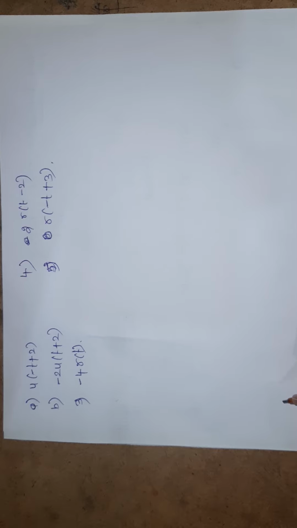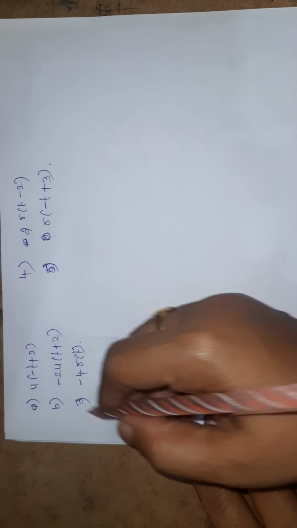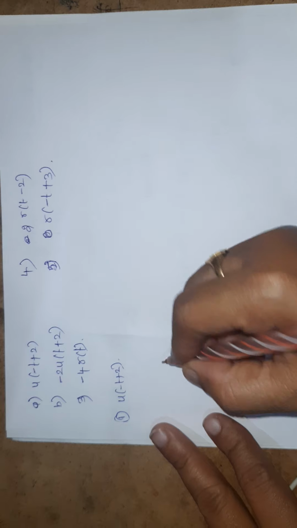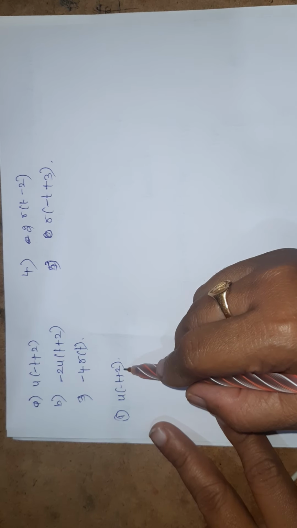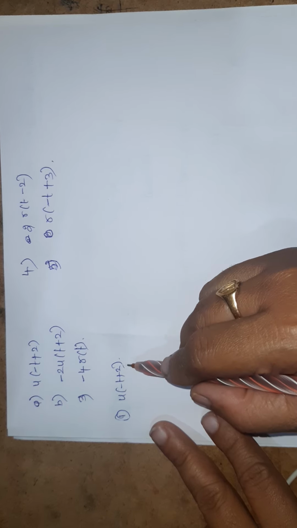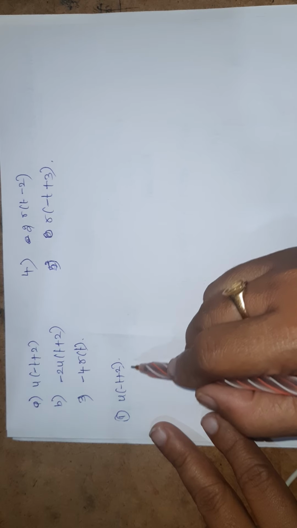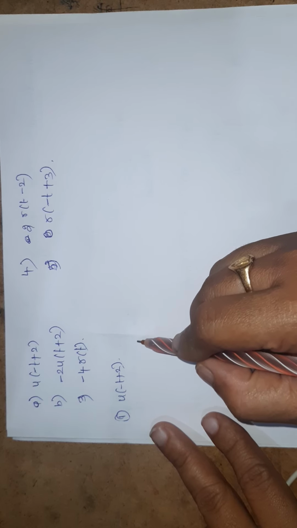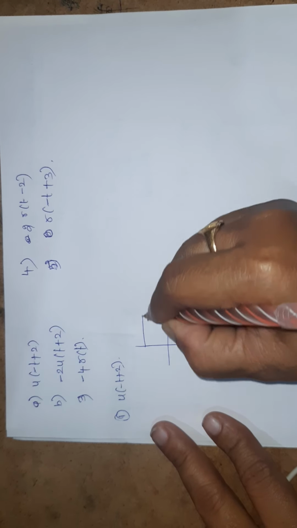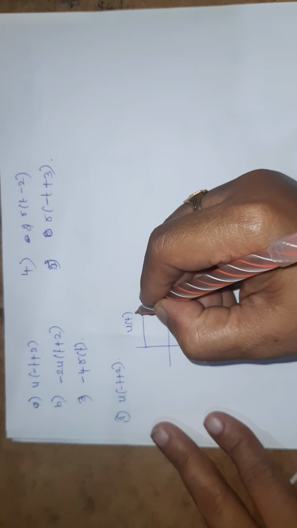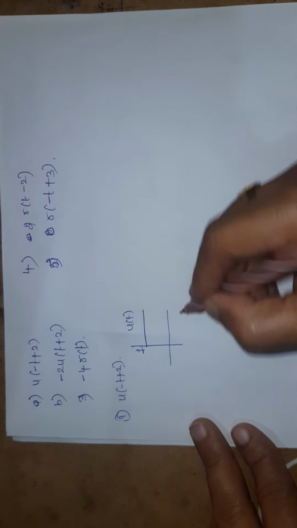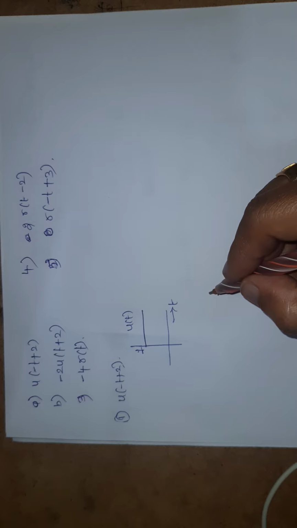So, sketch the following signals. First, I am going to sketch the first problem, that is u of minus t plus 2. First, how to obtain the signal. The signal u of minus t plus 2 can be obtained by first drawing a unit step signal u of t like this. This is the unit step signal u of t, which has magnitude 1, and this is the time axis.